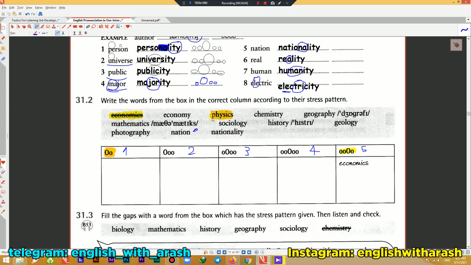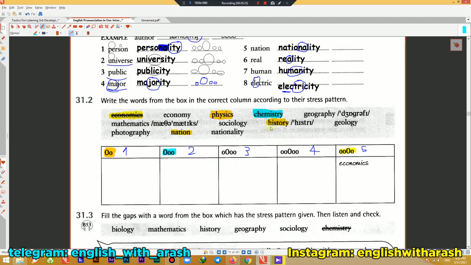Let me use the coloring, it's hard. So let me first find all the two-syllable words: data, physics, nation. And these ones are too long. History is good, history. The other ones are too long, so I'll move on to the next one. Now we have three syllables. Chemistry is a good example.